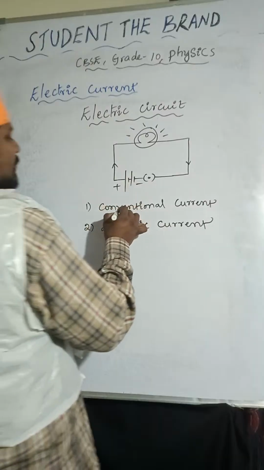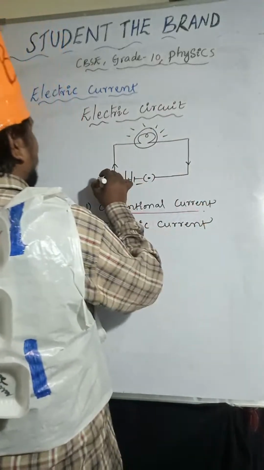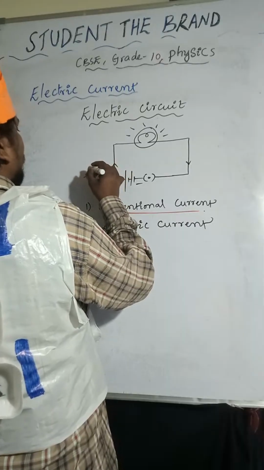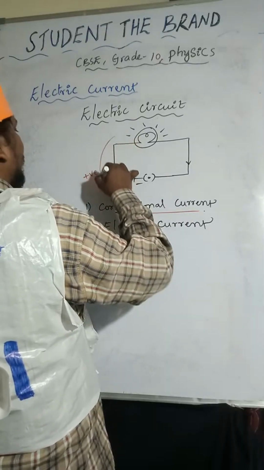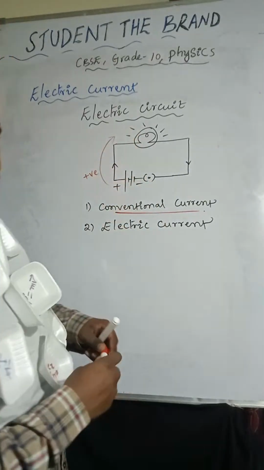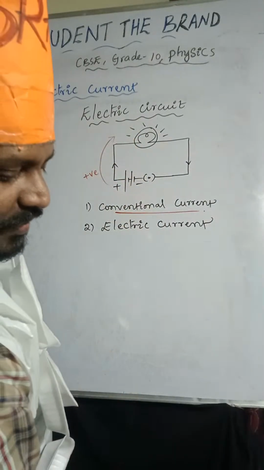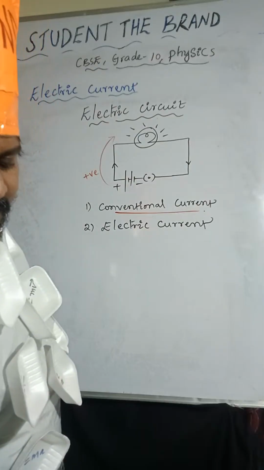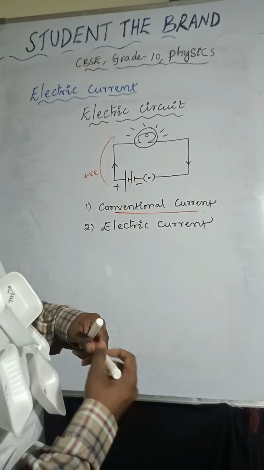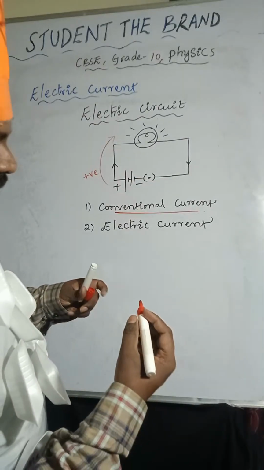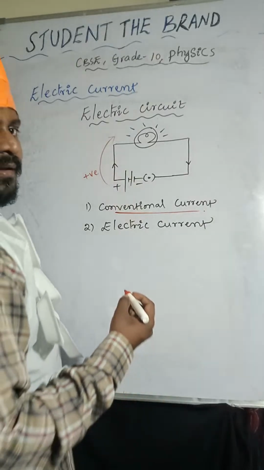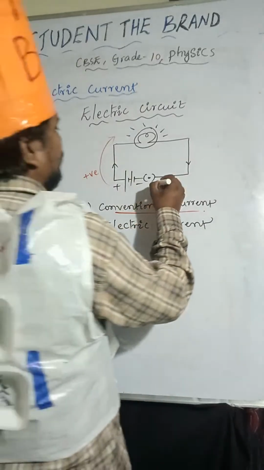So conventional current is nothing but the flow of positive charges. Positive charges are moving from the positive terminal to the negative terminal, whereas electrons are moving from the negative terminal to the positive terminal.